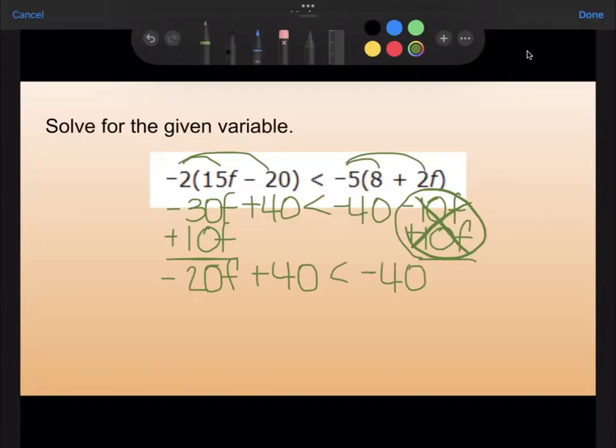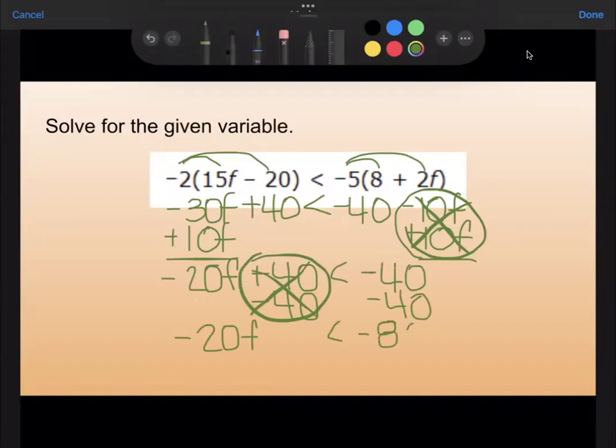Okay, now I want to put my 40s together. So let me go ahead and subtract 40 from both sides so I can move that one over here. So these are going to cancel to 0. We've got negative 20f here, less than here, and then negative 40 plus another negative 40 is negative 80. So this is what we have so far. Now I'm going to stop and check to see if my variable is being multiplied or divided by a negative number. In this case, it is.